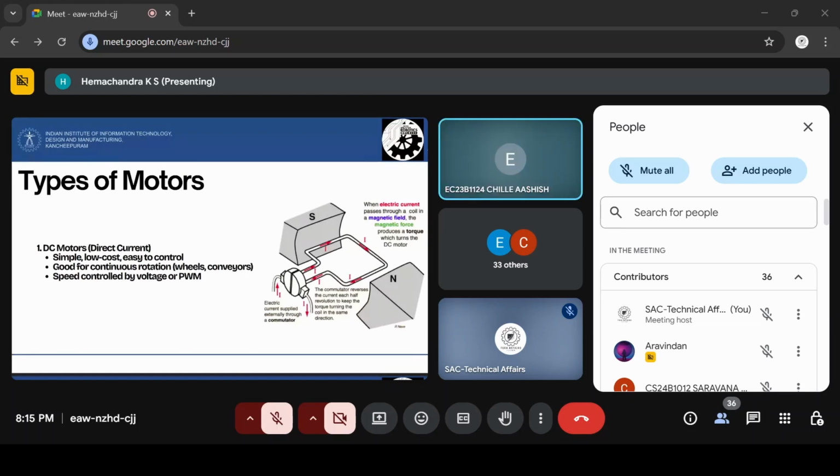Okay. So coming to the applications of DC motors in robotics, basically they are used in robotic wheels or conveyor systems. Coming to daily life usage, you can see it in your fans and stuff.